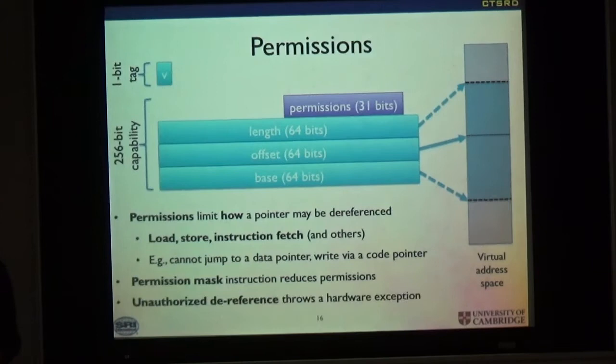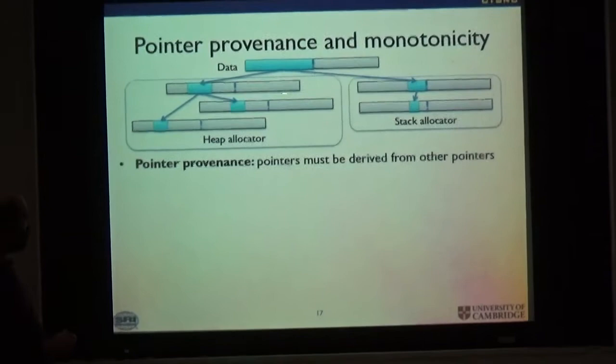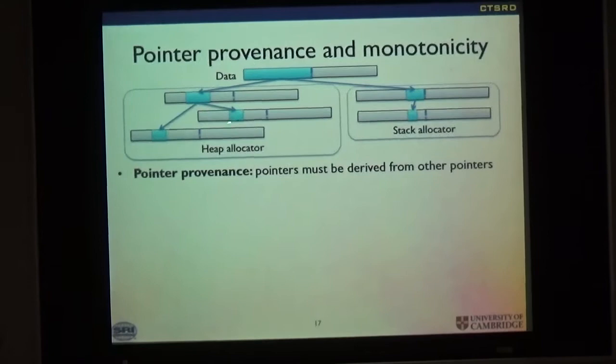There's a little picture of how pointers are derived from each other in a program. So you might start off with a data segment, you've got access to your virtual address space. You break that up through malloc into little bits. You've also got your stack, and it's similarly broken up.